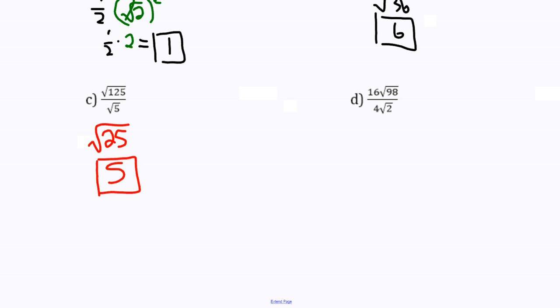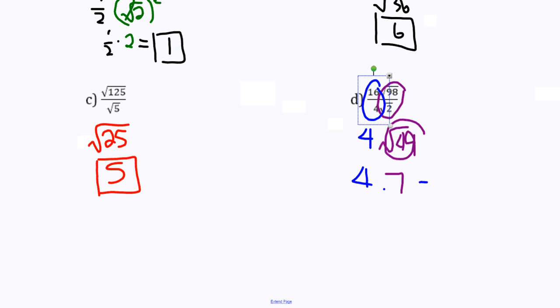Finally, in example D, I just want to be careful that I don't mix up things that are inside the radical with things that are outside. So things that are inside the radical, I can divide them. 98 divided by 2 is going to give me 49. And things outside the radical, I can divide them as well. So 16 divided by 4 gives me a 4. Okay, so we just want to make sure that we're keeping those things separate. And then to finish up, the square root of 49, it's a perfect square. Square root of 49 is 7. So I have 4 times 7, which is 28.